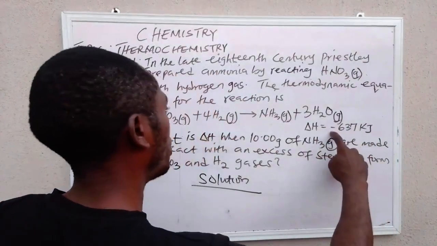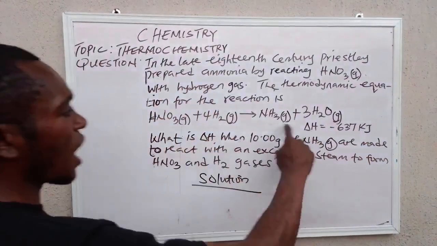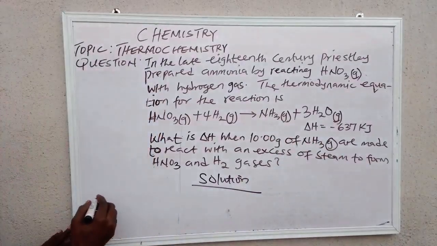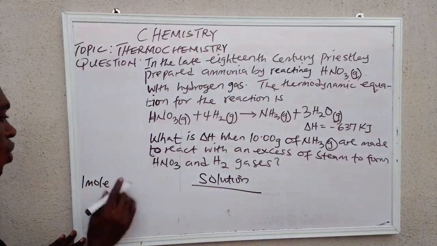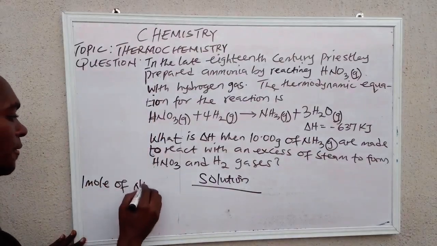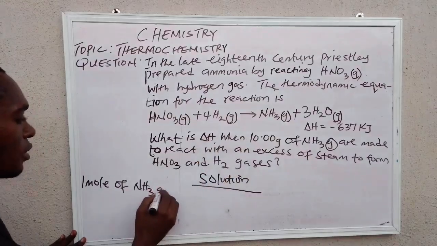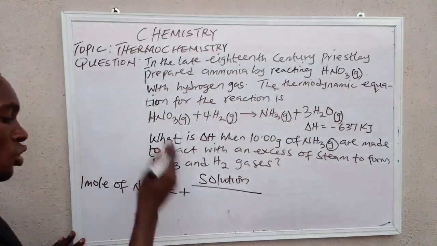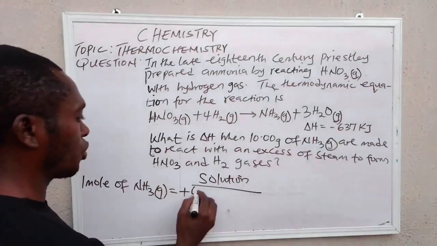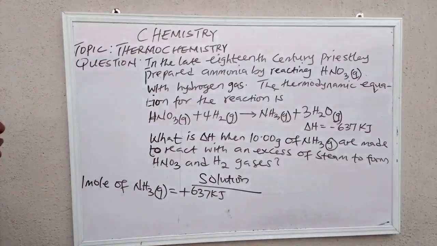But what would happen is that there will be a change in the sign, since this is now going to become a reactant. So what we're going to have is 1 mole of ammonia gas is going to produce, since it's now going to become a reactant, the sign will change, to produce 637 kilojoules. That's what it's going to produce.